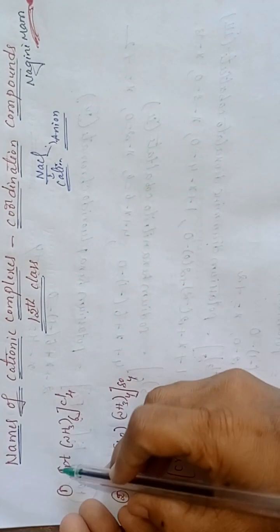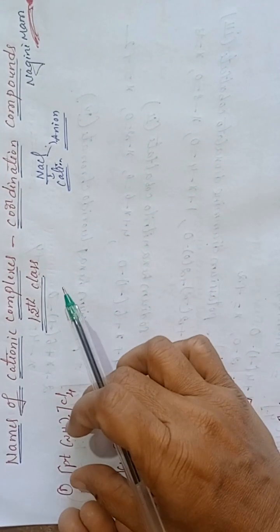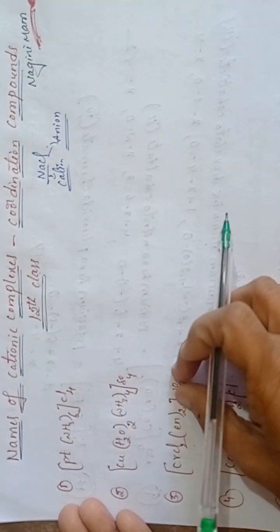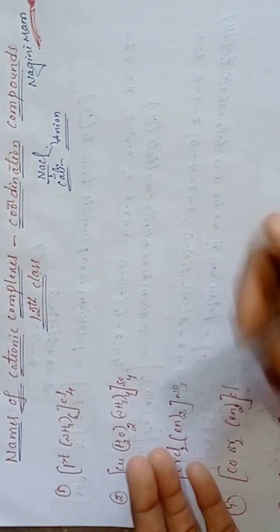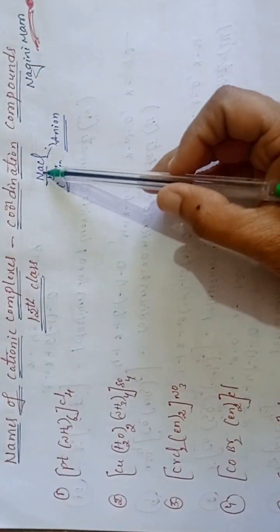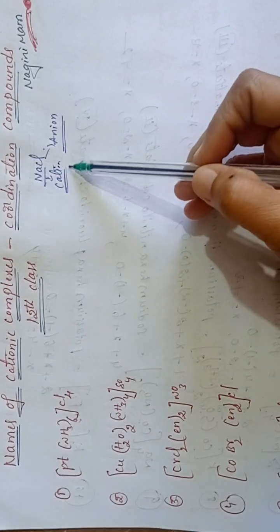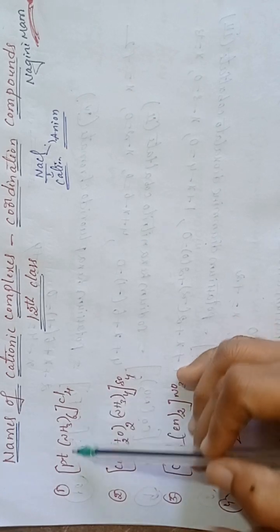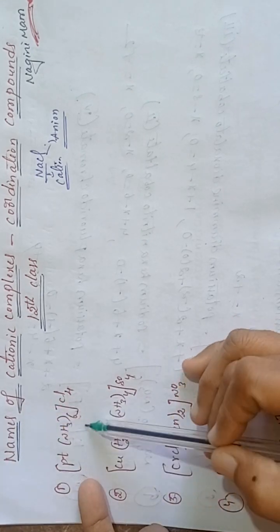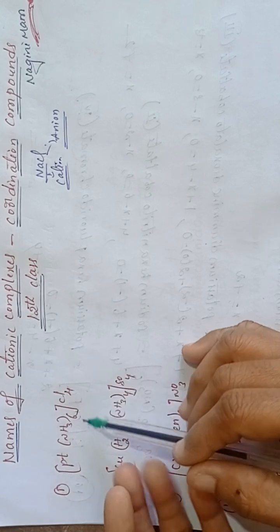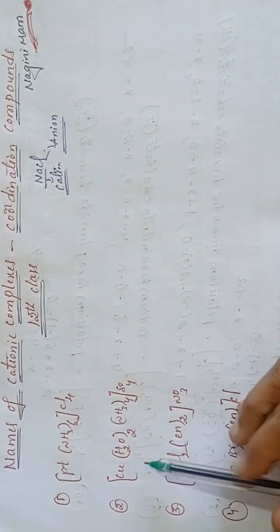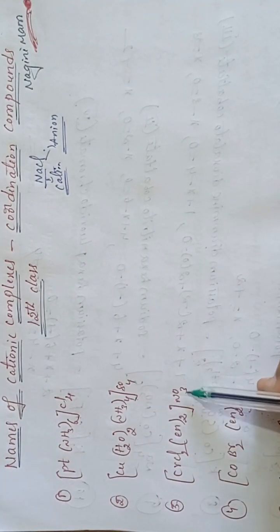See here, this is the square bracket part, this is the first part, and this is the second part. First one is always the cation, second one is the anion. This square bracket part is in the first place, so it is the cation, and this is the anion. Cation, anion, cation, anion. Are you clear on this?